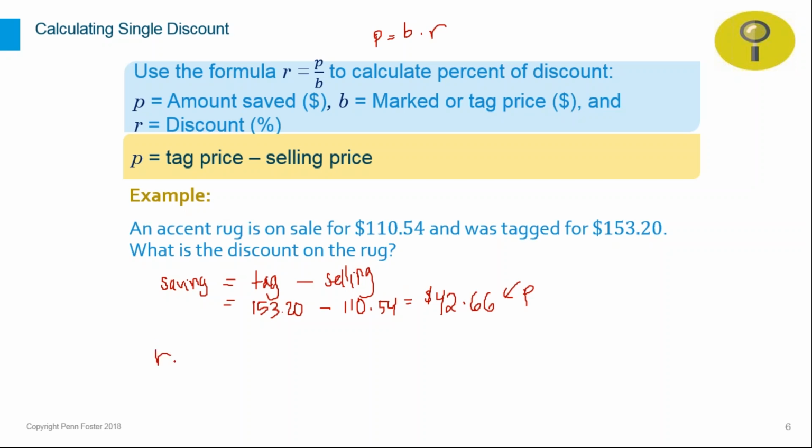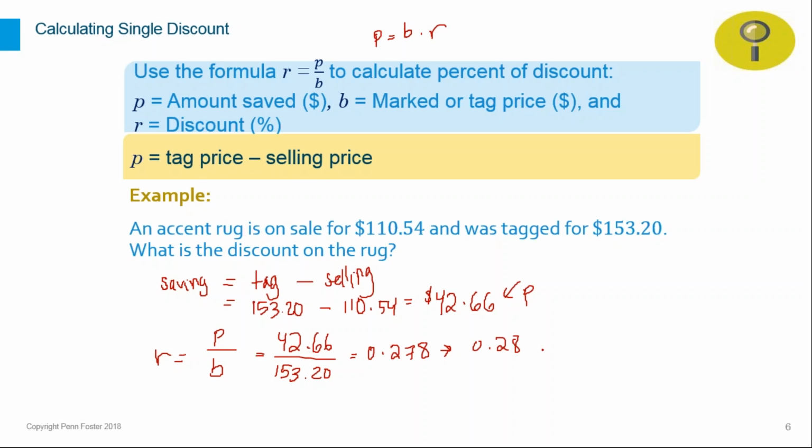Now from the formula, R equals P over B. In this question, P is the savings, 42.66, over B, the base, not the 110, it's the $153.20. Do the division using the calculator, and that will give you the decimal form of the discount, which is 0.278. You can round this up to 0.28.